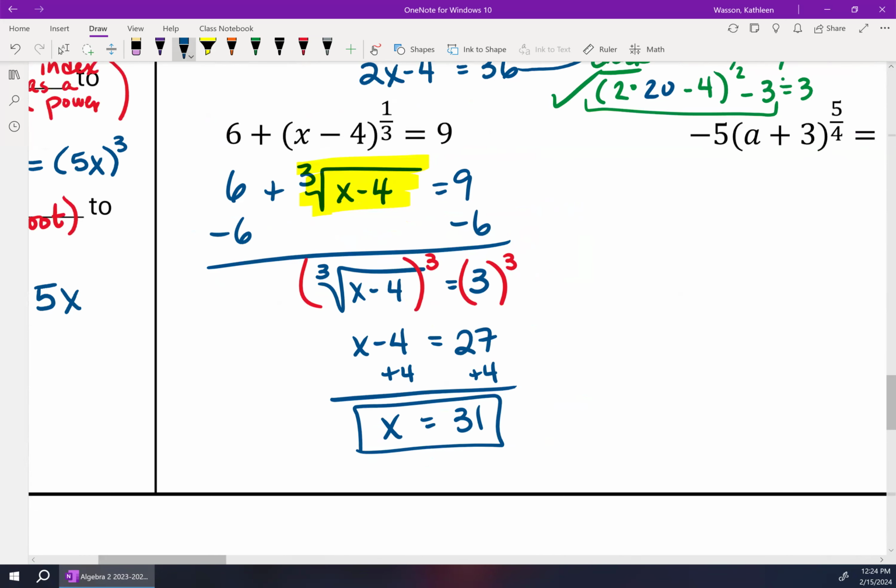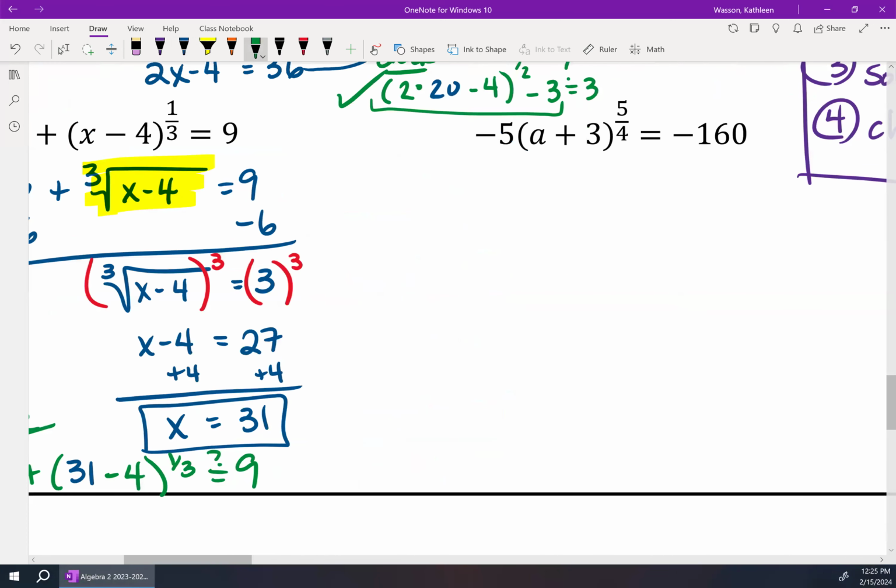You put a 31 where the x is. So I check to make sure that 6 plus 31, my solution, minus 4, raised to the 1/3 power is equal to 9.